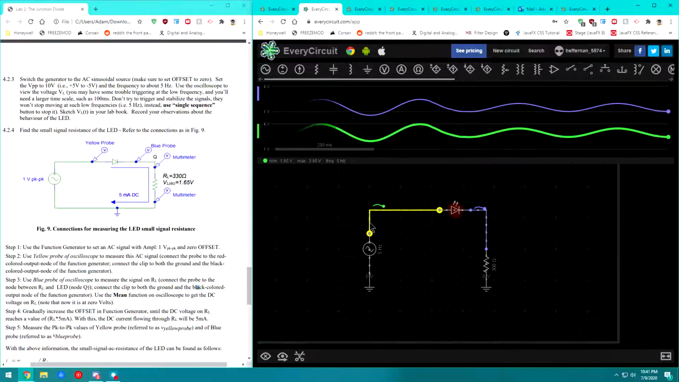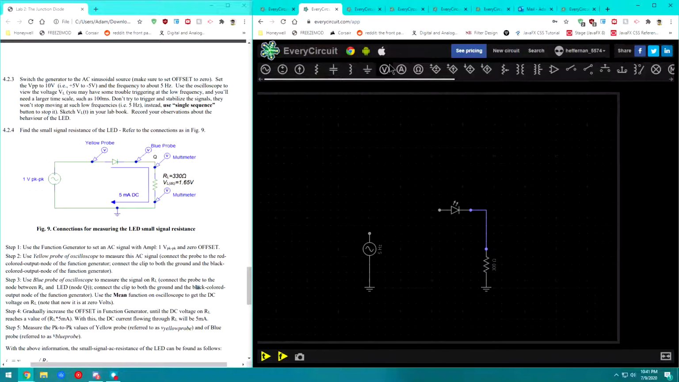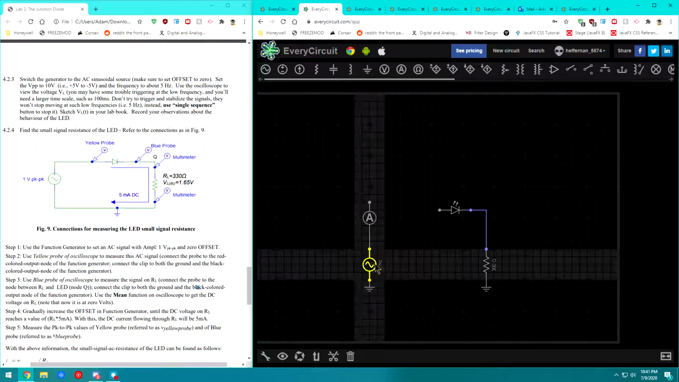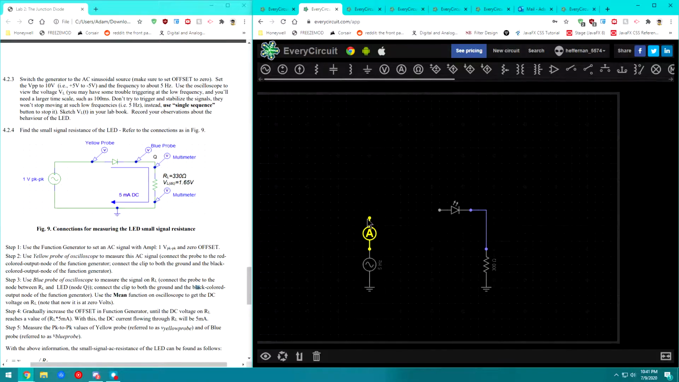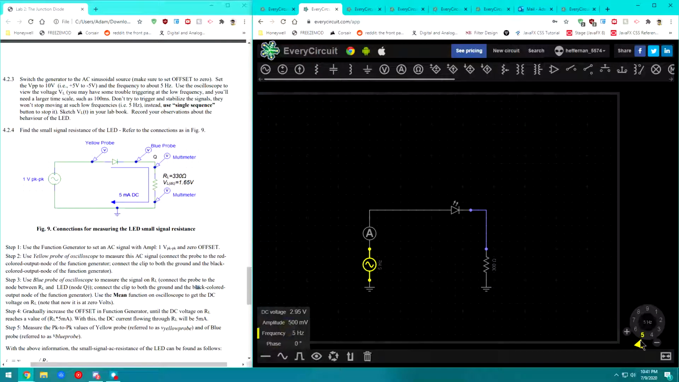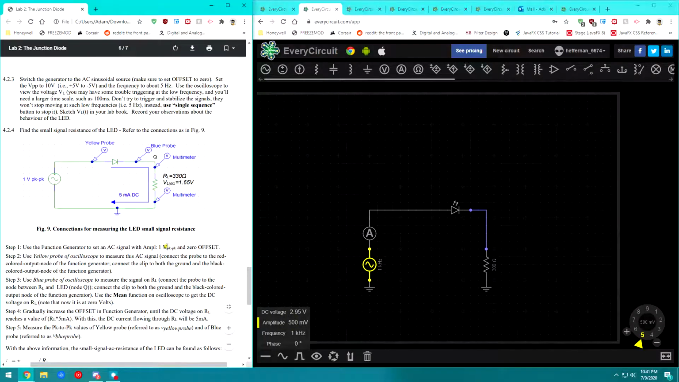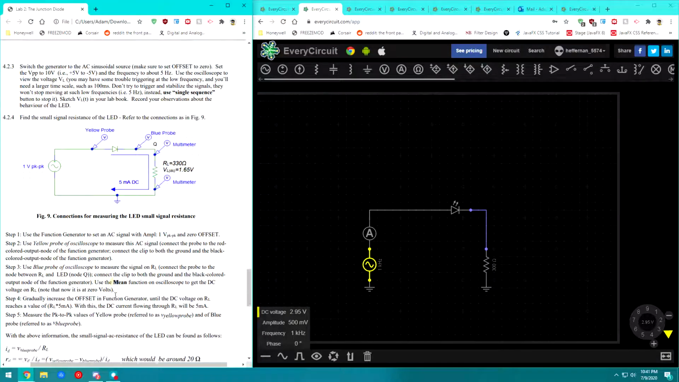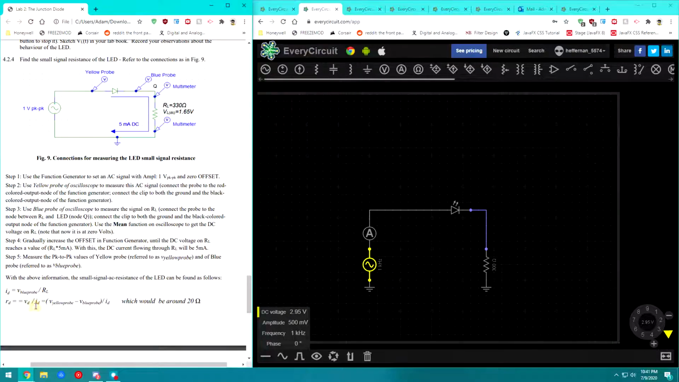And then one more thing, we will just delete this wire here and we will add an ammeter so we can see the AC current going through all these branches. We'll switch that to 1 kilohertz, I believe it tells us. 1 kilohertz, our amplitude is 500 millivolts, which is 1 volt peak to peak. We have our DC offset set to what we just found in the previous part. And now we can do these steps around at the bottom here.